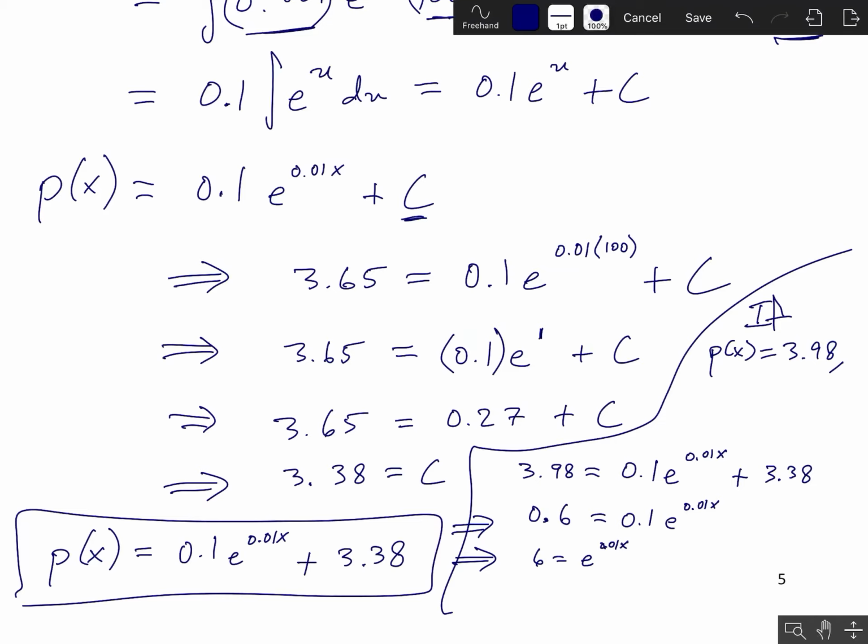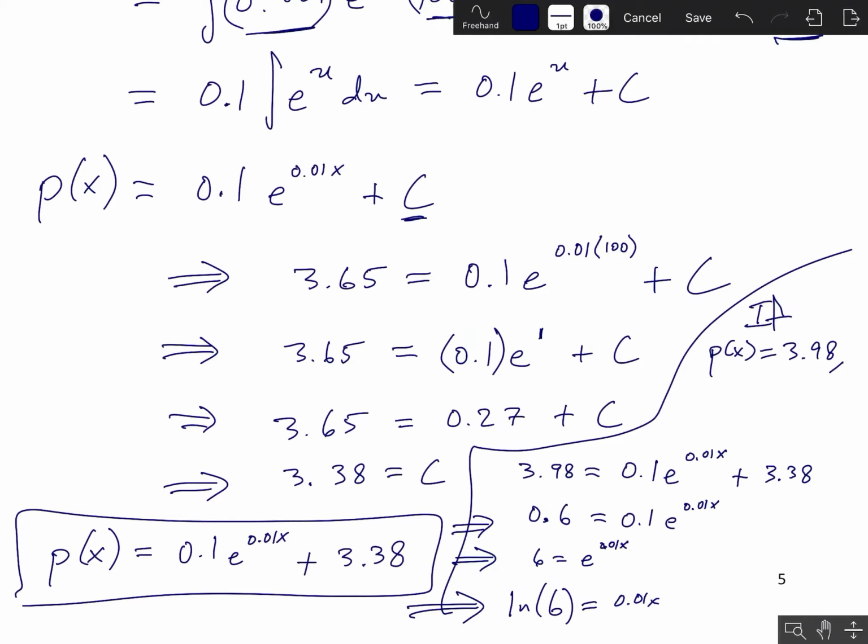So once you have an exponential by itself, if you want to get at its exponent, you would apply the natural logarithm to both sides. So we can take ln of both sides. Whenever you take ln of e to the something, the ln and e cancel out and just give you the exponent. So this would become ln of 6 is equal to 0.01x.